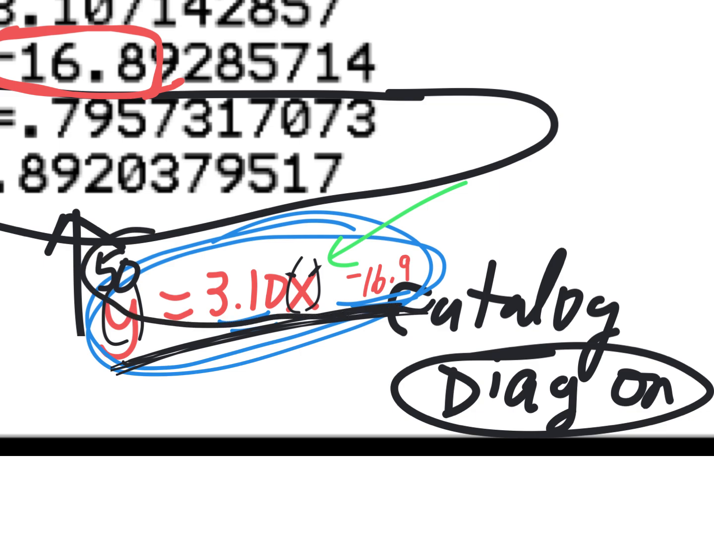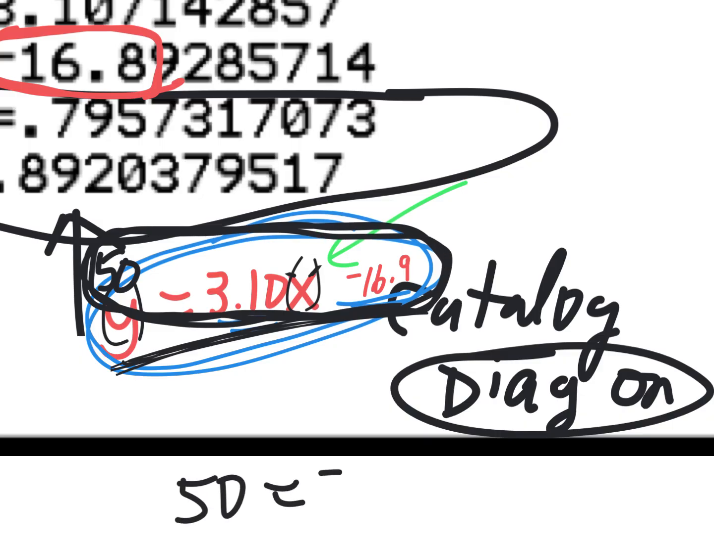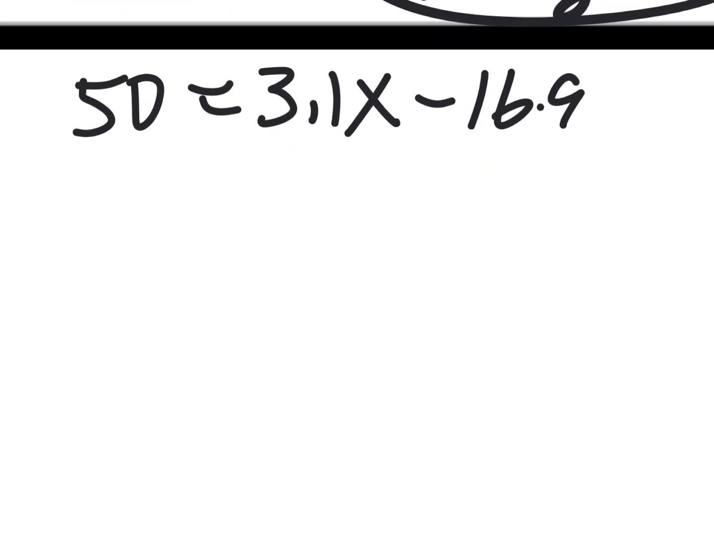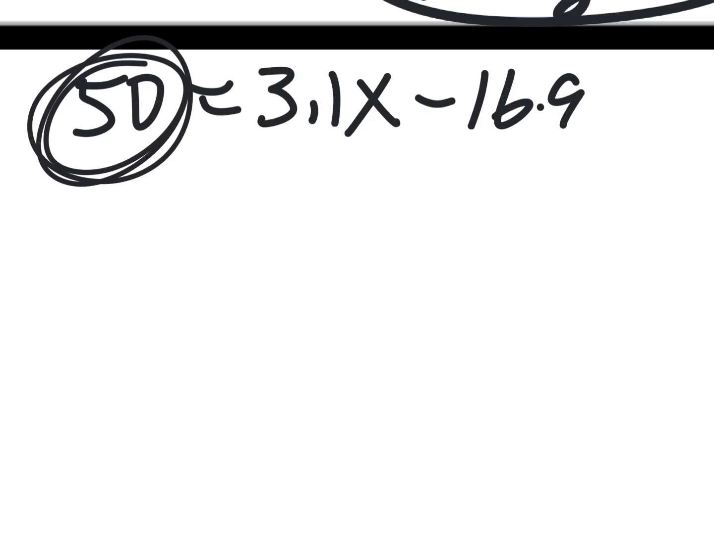See, that's an equation. You've been solving equations since 2 years ago, maybe 3 or 4 years ago. 50 equals 3.1x minus 16.9. You could solve that, couldn't you? Just add 16.9 to both sides and then divide by 3.1, right? So when they give you a number, you either put it over here where the y is, or you put it in here where the x is.